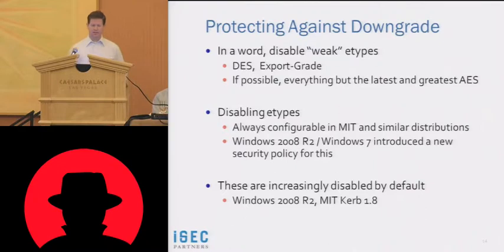So disabling E-types, it's always configurable in MIT and similar distributions. Windows Server 2008 R2 and Windows 7 introduced a new policy that allows you to configure E-types. And also these are just increasingly disabled by default. In the latest versions of Windows and the latest distributions of MIT Kerberos, 1.8, you don't have to take any additional steps.